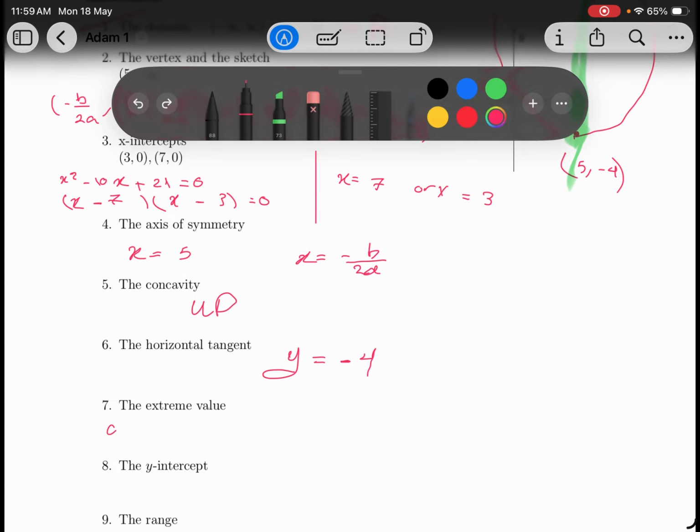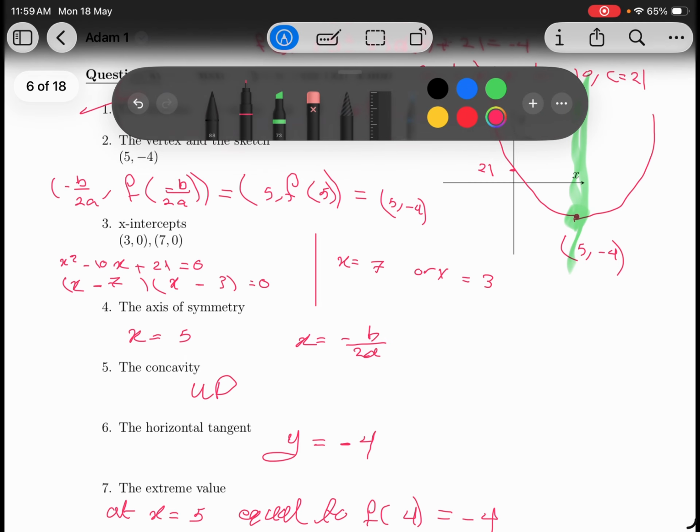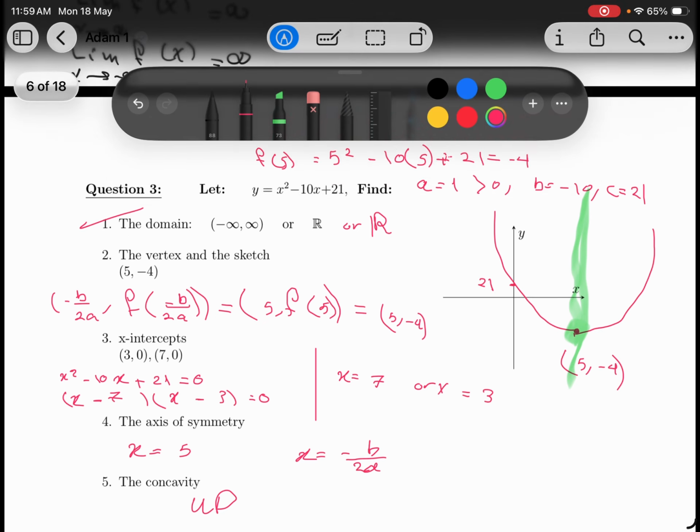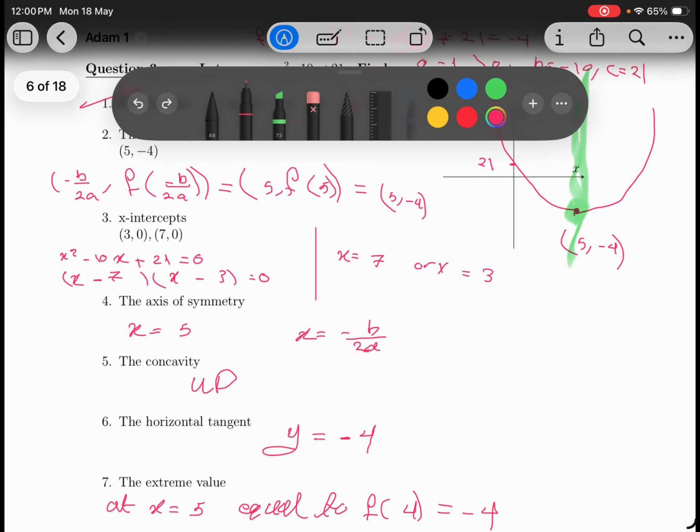It's at x equals 5, equal to f of 5, which is minus 4. It means that if you select any real number and you plug it into this quadratic function, the smallest outcome you will ever have is minus 4, and that minus 4 occurs when x equals 5. That's it.